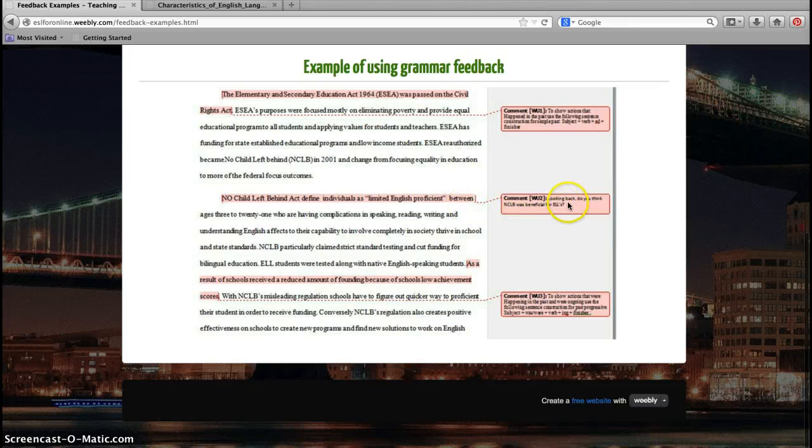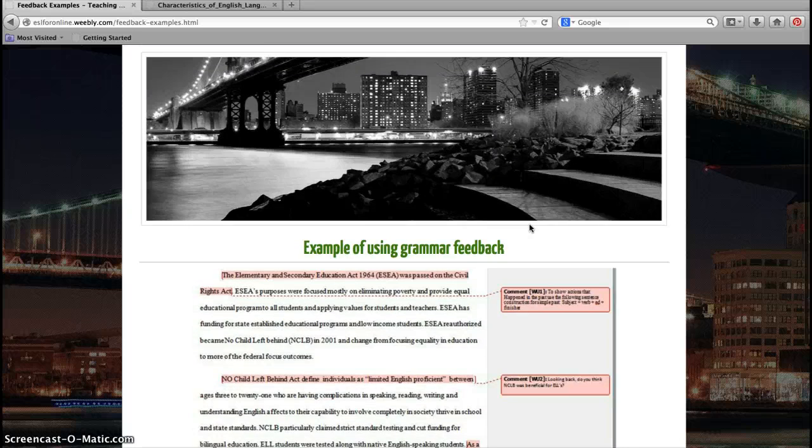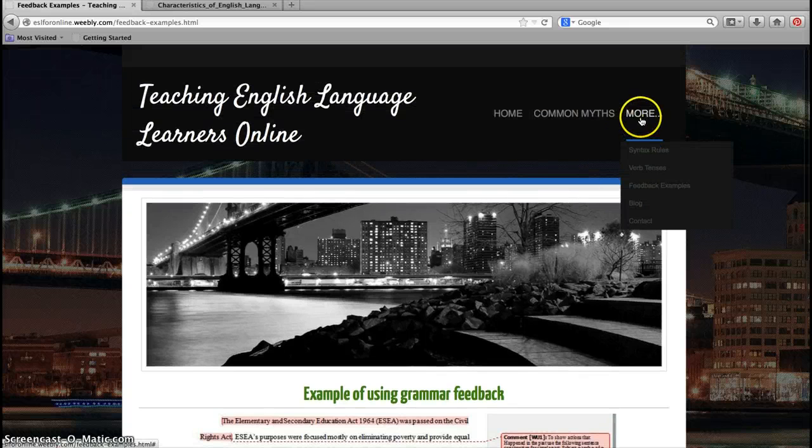Here we're focusing on the content. So again, I want to emphasize that we do need to remain true to the content that they are writing, but also providing some language support. Down here I also included an example of how to use the verb tense charts to support their language development and their syntactical structural understanding of the language. And then if you click up here on More, we will go down to the blog.